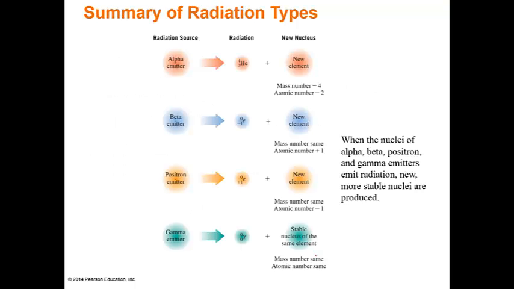So radiation sources, we have an alpha emitter, okay? Radiation goes off, we have a new element. Beta emitter, radiation comes off, plus a new element. Positron emitter, radiation comes off, new element. Gamma emitter, radiation comes off. Same element, but it's a stable nucleus of that element.